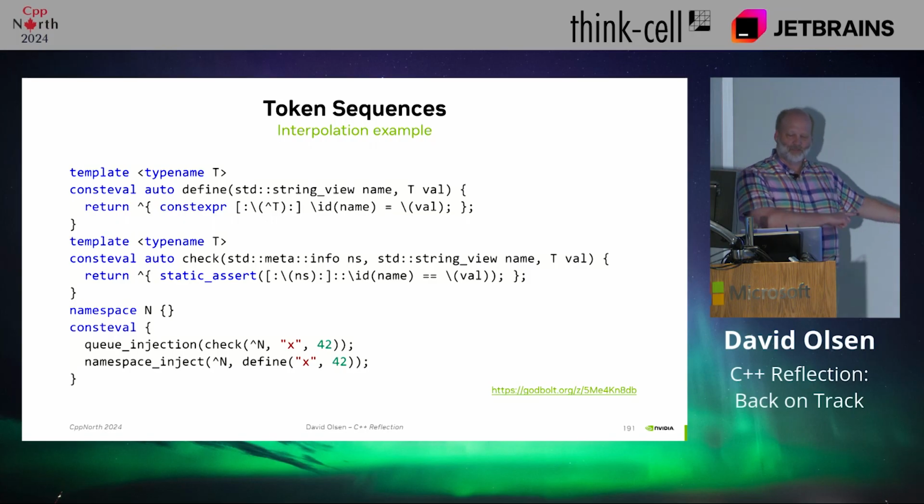Okay, our example from a couple slides back. Let's parameterize those token sequences. So we can define any variable with any name of any type with any initial value in any namespace.